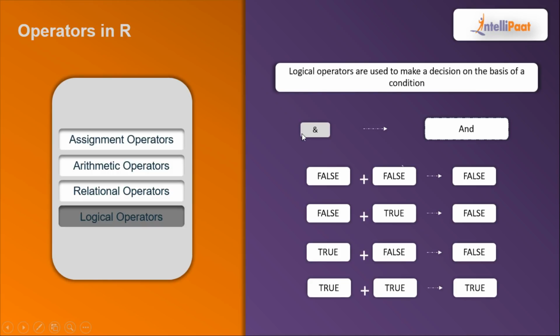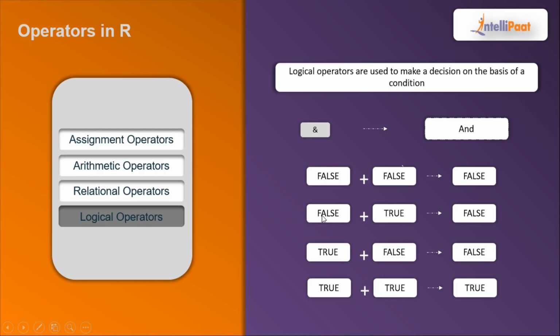So this is the AND operator. Let's have a look at this table to understand how the AND operator works. We have two conditions over here, and if both of those conditions are evaluated to true, only then the AND operator would give a true result. Let's take this case over here. The first condition is evaluated to false, and the second condition is also evaluated to false, and that is why the result which we get is false.